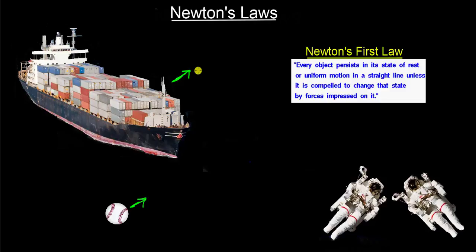So you can imagine this ship. If we got this ship moving at 5 miles an hour and let go, this big, massive ship would just eke along in that straight line forever, until an external force comes along and makes it change its motion or speed.